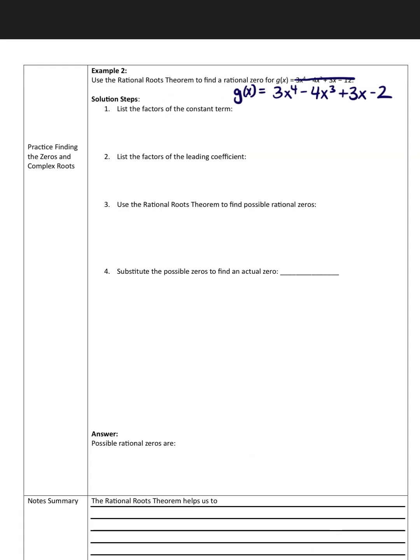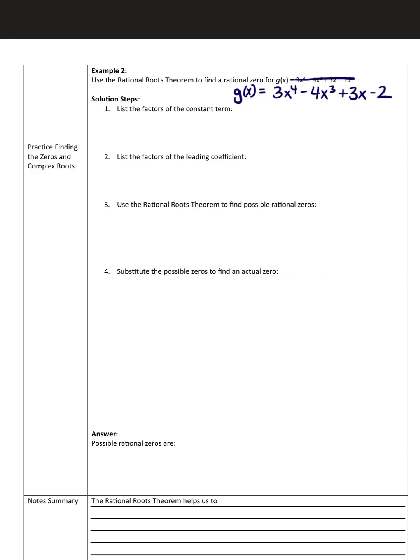Okay, guys, so now we're going to move on to example number 2. And I need you guys to make a quick change on your paper for me. I realized there's a typo for the polynomial g of x. Instead of our constant term being 12, it should actually just be negative 2. So go ahead and cross out that g of x, and we're going to rewrite it. Instead, you're going to put 3x to the power of 4 minus 4x to the power of 3 plus 3x minus 2, all right? And this will also make your life a whole lot easier if you do it this way.